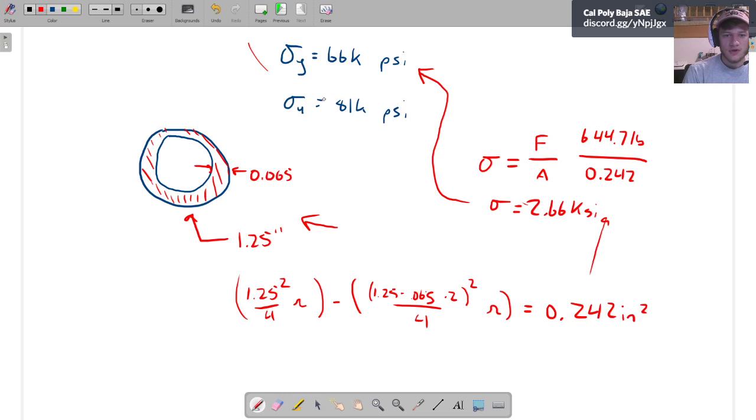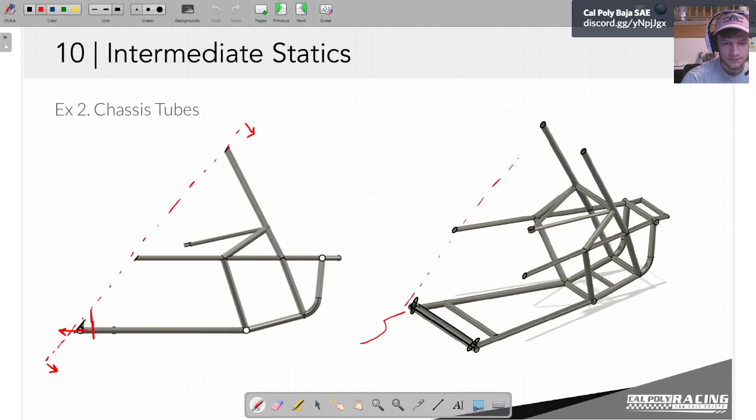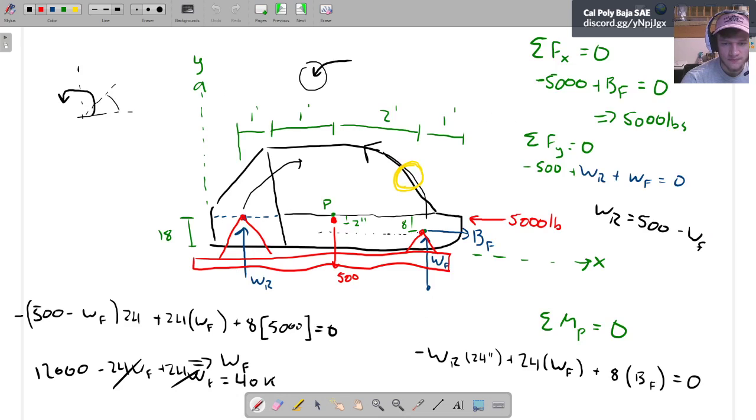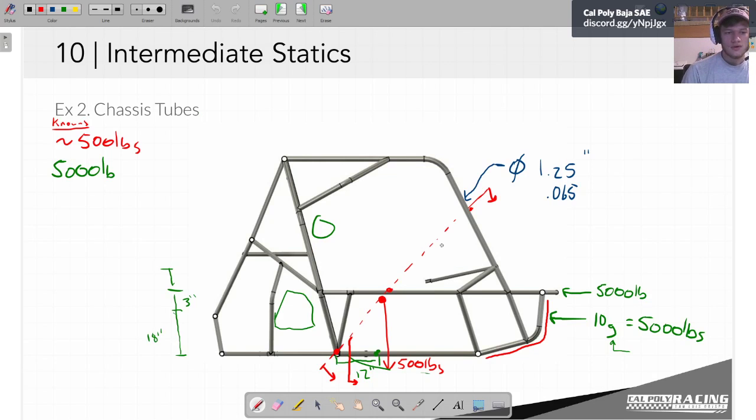So we go back to where we started, back to the front of this problem. We now know we can make a conclusion that this member here, that would be the overhead member, is strong enough. Woohoo!